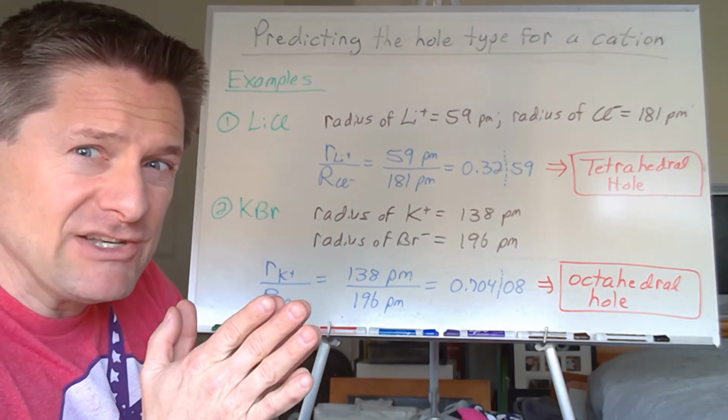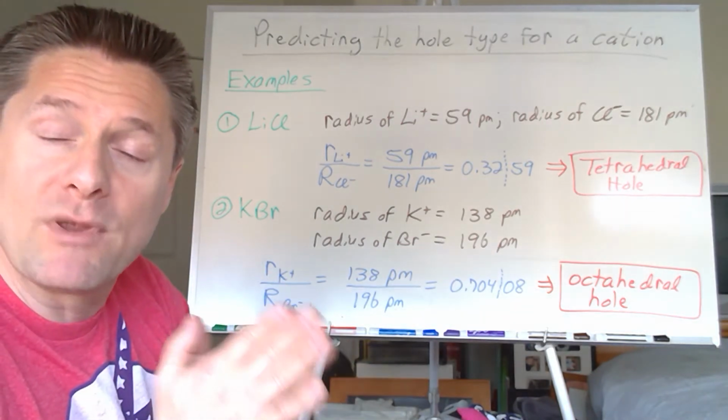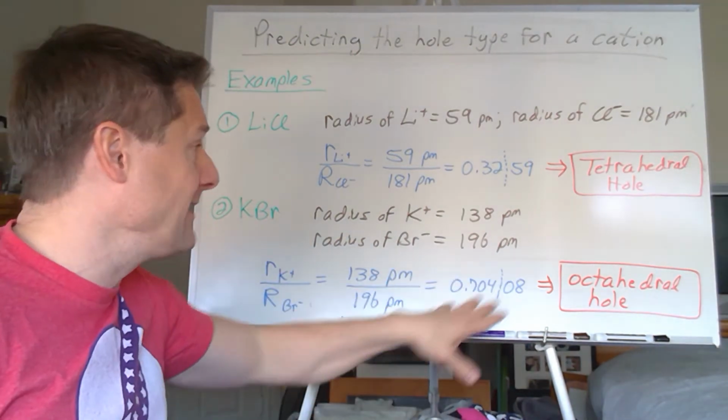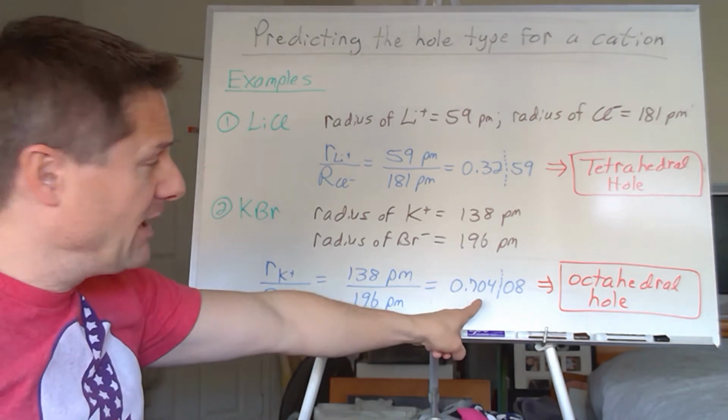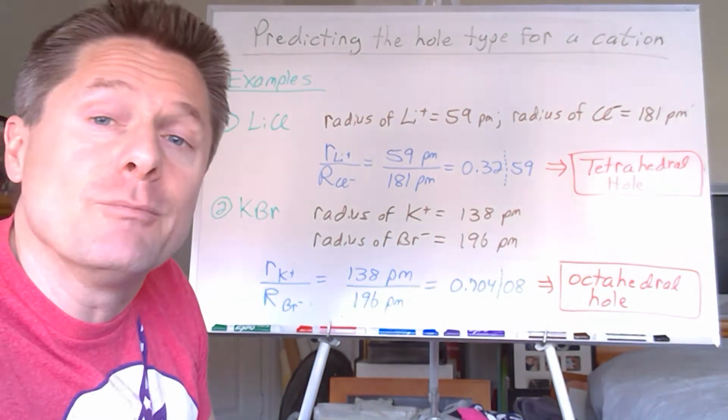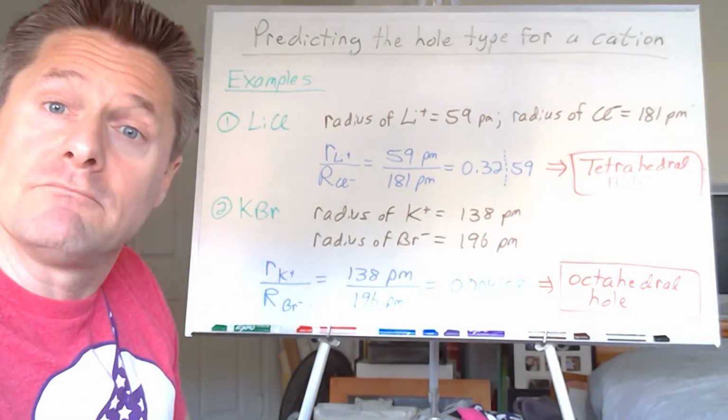What's that, 0.732, I think it is? It has to be bigger than 0.732 to go in a cubic hole. So that falls in the ratio necessary for an octahedral hole, and it would fit in real nice. If that had been greater than 0.732, we would have had to say a cubic hole because it would have been too big. So not too bad, right? Not too bad at all.